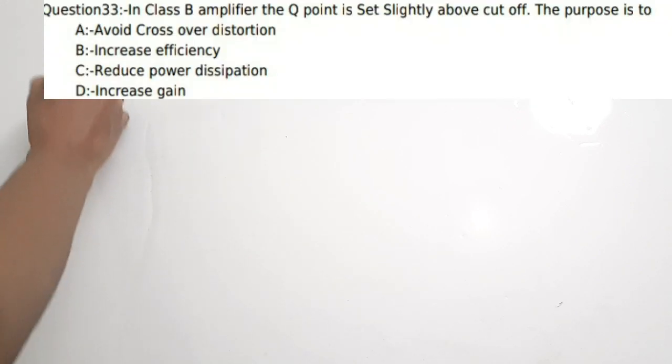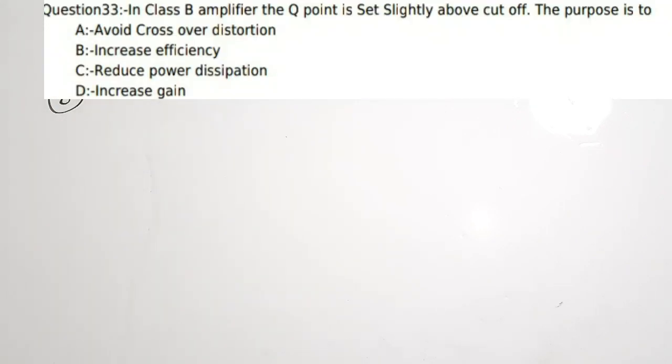Eighth question. That is the last question that we are going to discuss in this video. Eighth question is, in class B amplifier, the Q point is set slightly above cutoff. The purpose is to dash. A, avoid crossover distortion. B, increase efficiency. C, reduce power dissipation. D, increase gain.